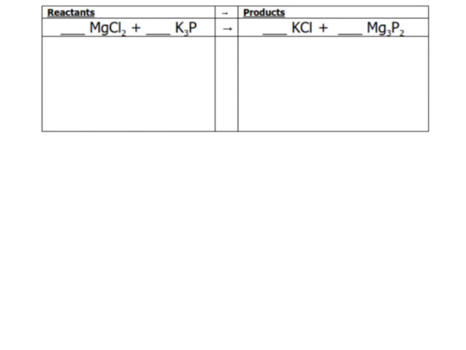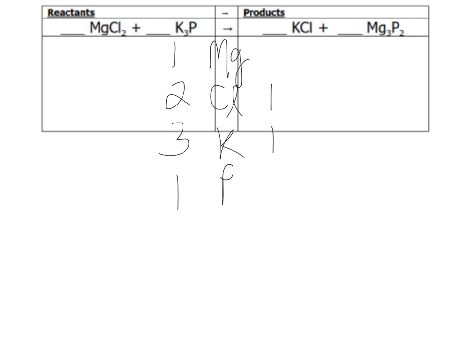We have our final example of level 2. We've got Mg, Cl, K, and P. Use our subscripts to do our inventory on the reactants. We have 1 Mg, 2 Cls, 3 Ks, and 1 P. On the product side, we have 1 K, 1 Cl, 3 Mgs, and 2 Ps.